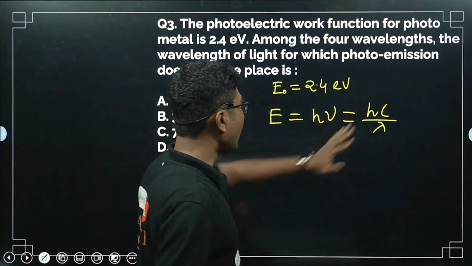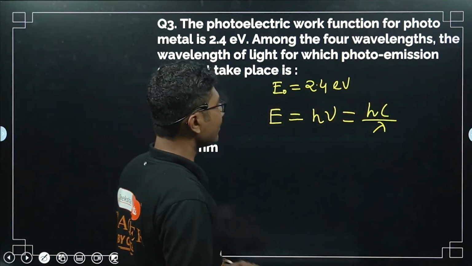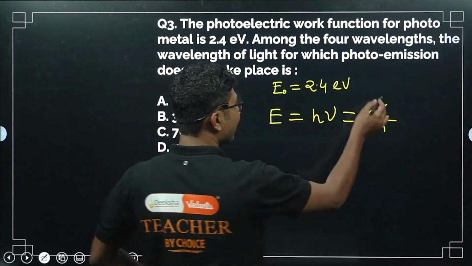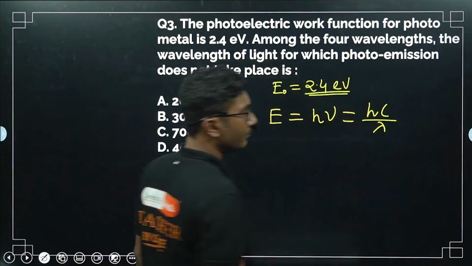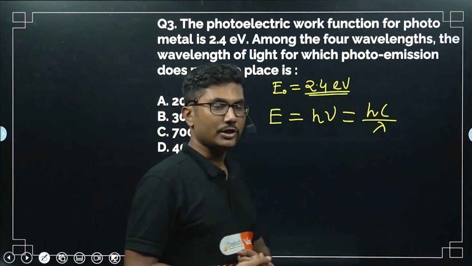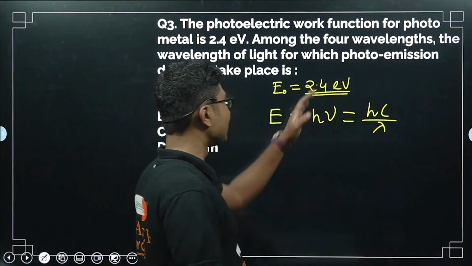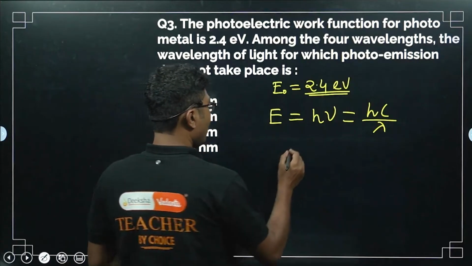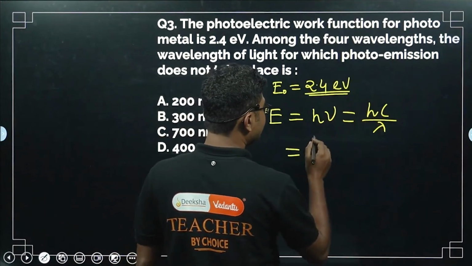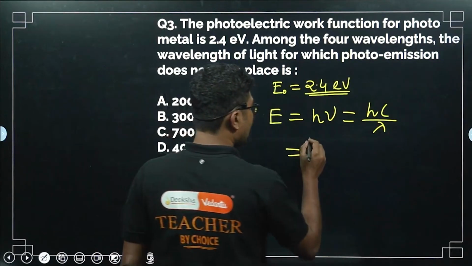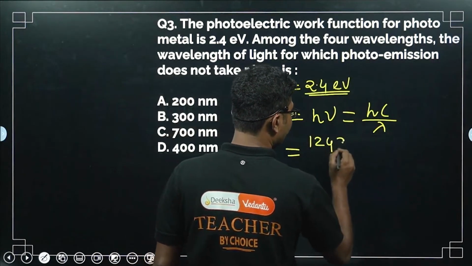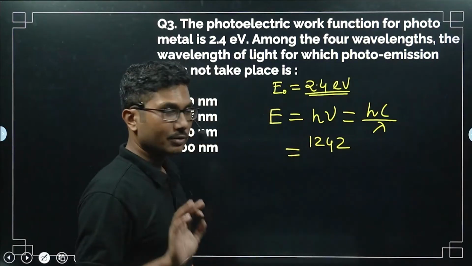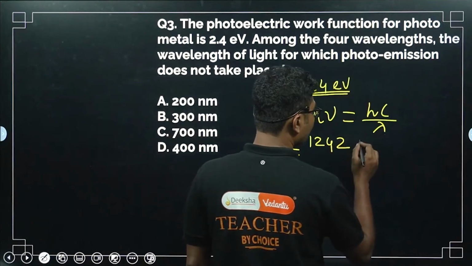Now what we have to do is convert it in terms of wavelength and then check. If this value is greater than 2.4 electron volt, then photo emission is possible. If it is less than 2.4 electron volt, photo emission is not possible. So what is that value? You have to remember the value of hc. It is 1242, in terms of electron volt nanometer. You need to remember this value.